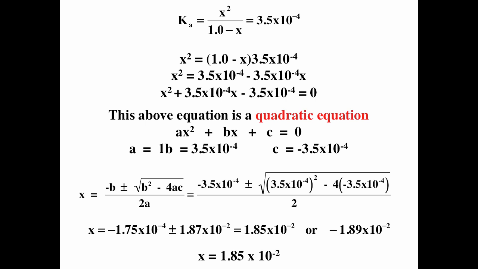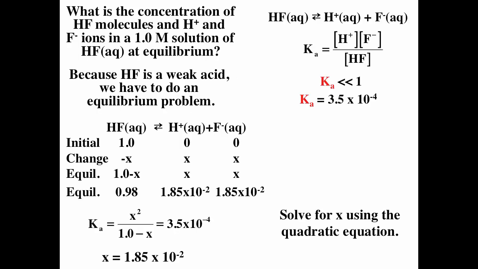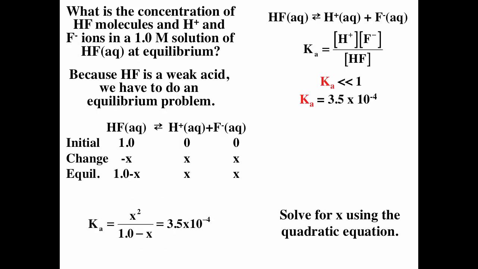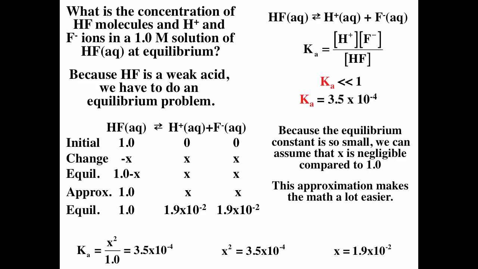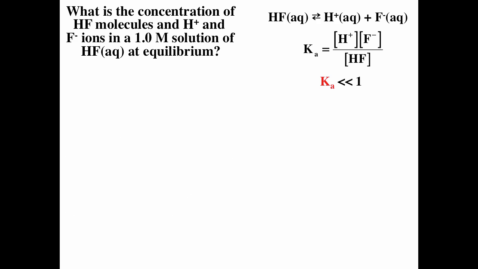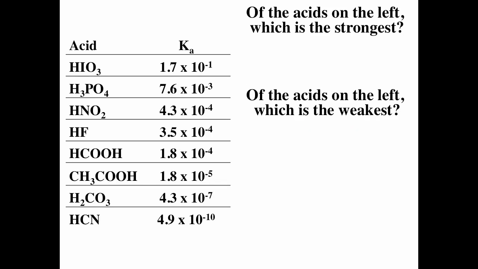Now, always one of the values given by the quadratic equation is going to be wrong. You cannot have a negative concentration, and so it can't be the negative number. It has to be the positive number, and so x is actually 1.85 times 10 to the minus 2. And so we had 1.85 times 10 to the minus 2 from the quadratic equation, and we had 1.9 times 10 to the minus 2 from the approximation. And so our approximation actually was fairly accurate. The quadratic equation is the correct way of doing it, but the approximation is a little bit faster.